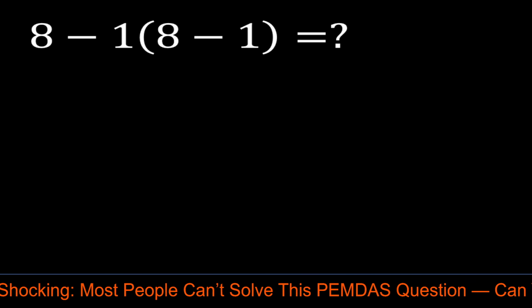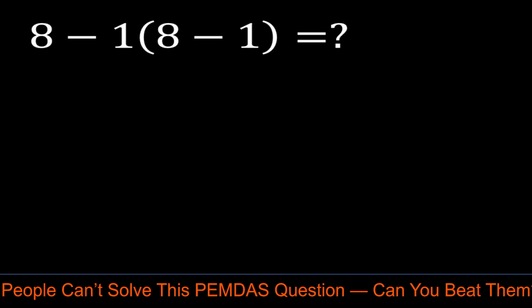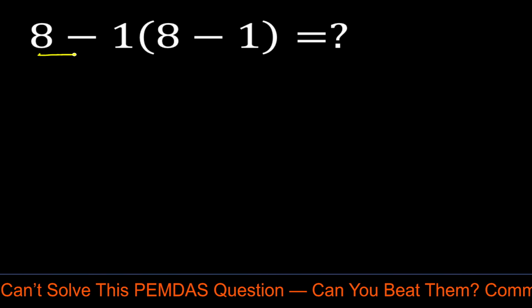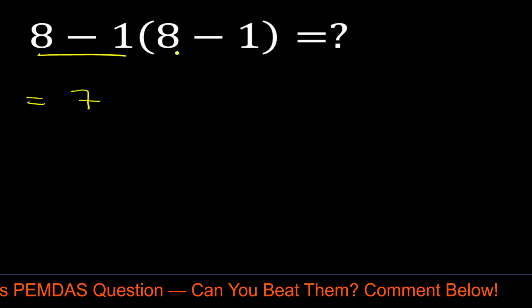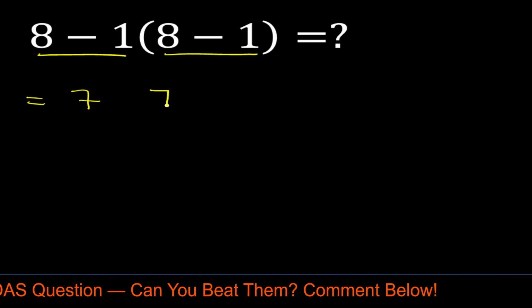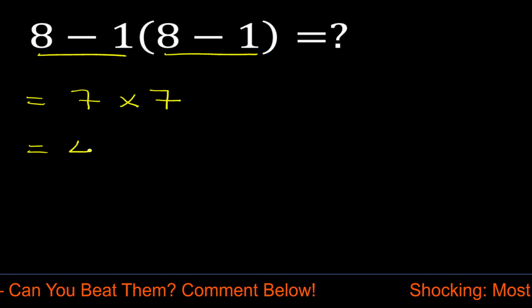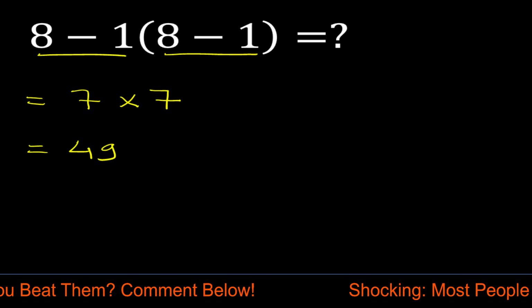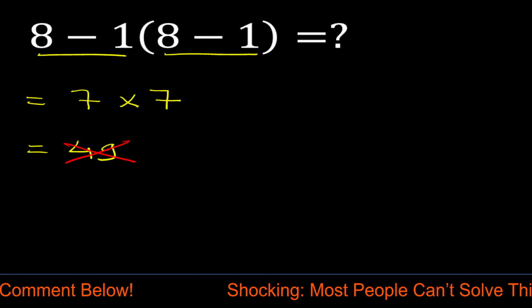So most people solve this question like 8 minus 1 is equal to 7, right? Then again 8 minus 1 is equal to also 7. So now 7 times 7 is equal to 49, right? But this answer is not correct. This answer is completely wrong.